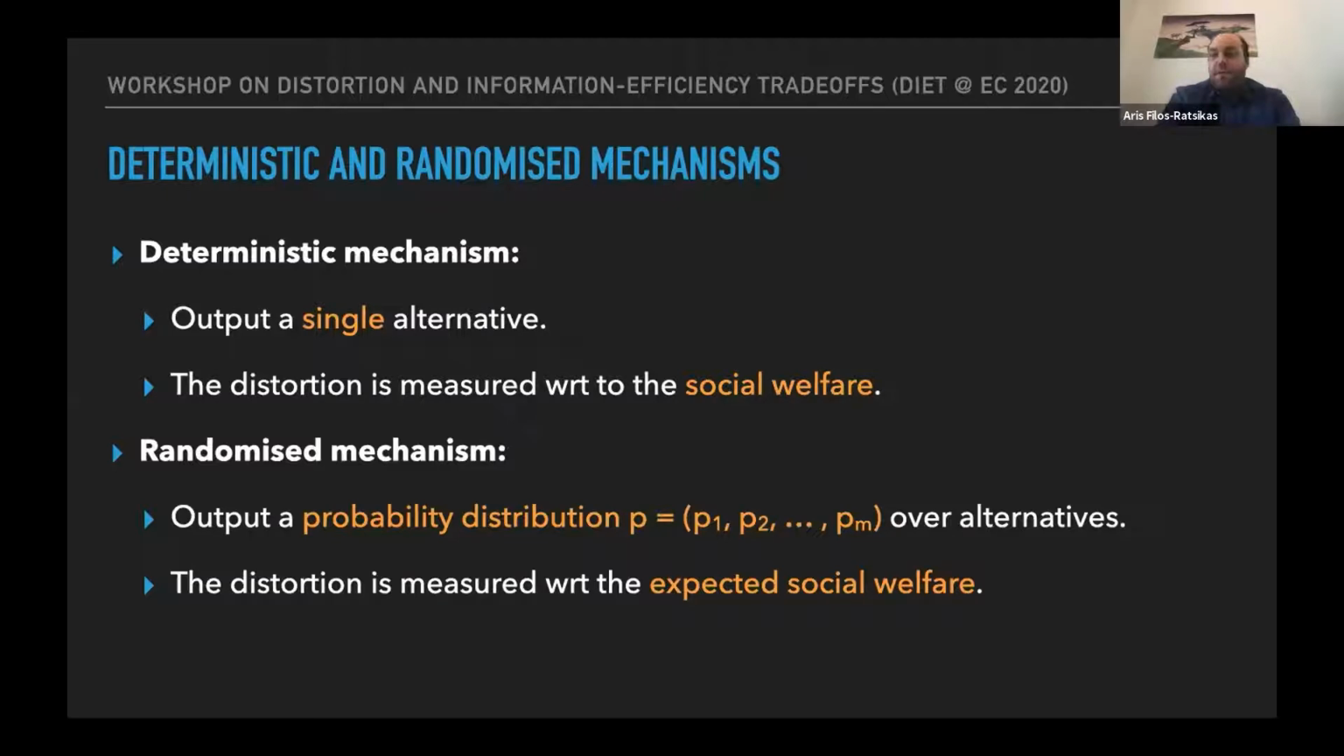Okay, so let me talk about some mechanisms now. Before I do, let me make a distinction. What I have defined as a mechanism so far is what we actually call a deterministic mechanism, where the output is a single alternative. But mechanisms can also be randomized, and in this case, the outcome is a probability distribution over the alternatives. In particular, Pj is the probability that alternative j is selected. And of course, since we're using randomization, we can measure the distortion using the expected social welfare.